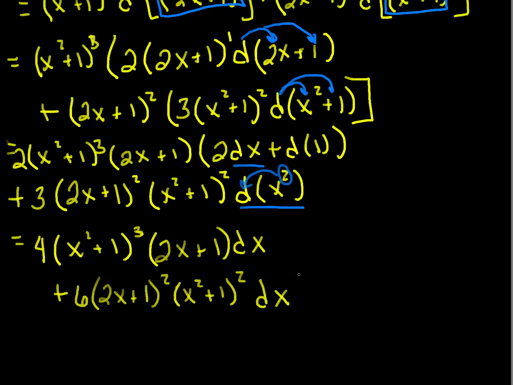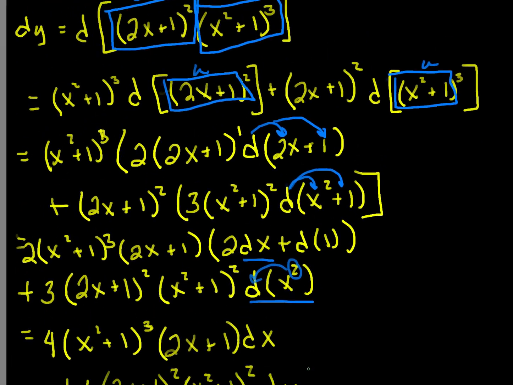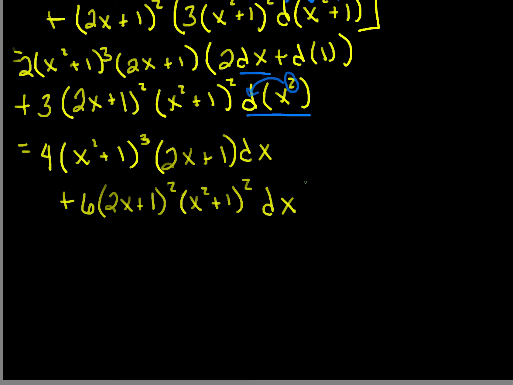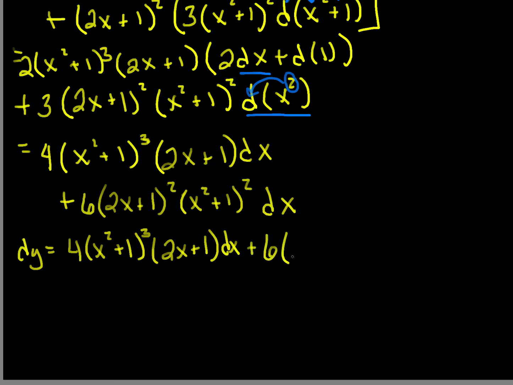All right, so we've taken all our differentials. Remember what we're doing, we've got dy, so maybe I can write it out. So dy is equal to 4 x squared plus 1 cubed times 2x plus 1 dx plus 6 2x plus 1 squared times x squared plus 1 squared dx.